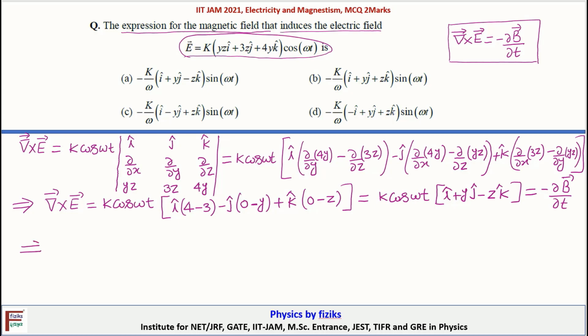So if we have to write B, we have to further integrate this. B is given by minus k, and the integral of cos omega t is sine omega t by omega, times i cap plus y j cap minus z k cap. So option A is correct.